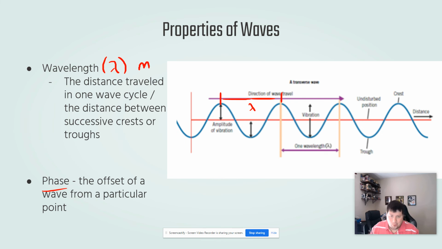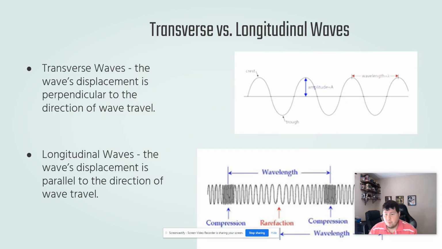And then, of course, good old phase we've talked about, where phase is the offset of a wave from a particular point. We talked about phase angle, but we can also think about it in terms of degrees or radians if we wanted to as well. So those are some basic properties of looking at a wave.